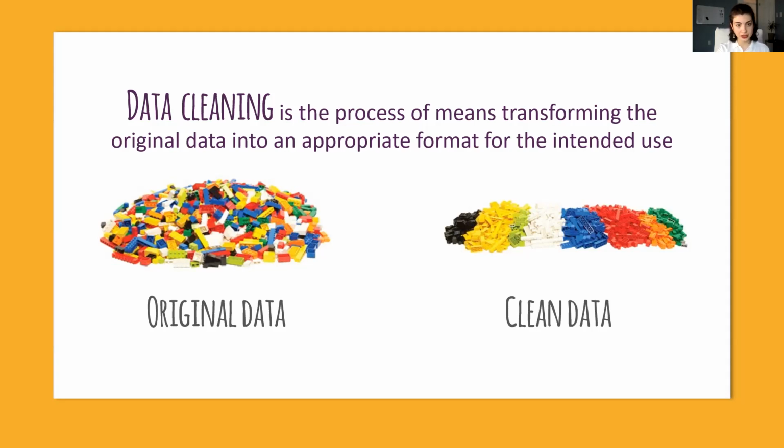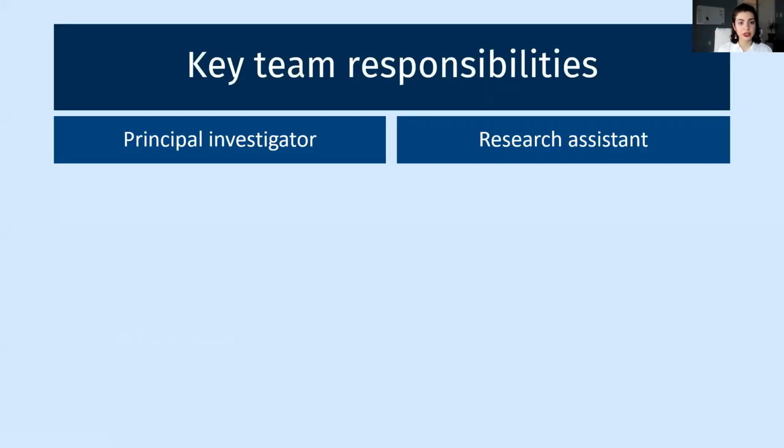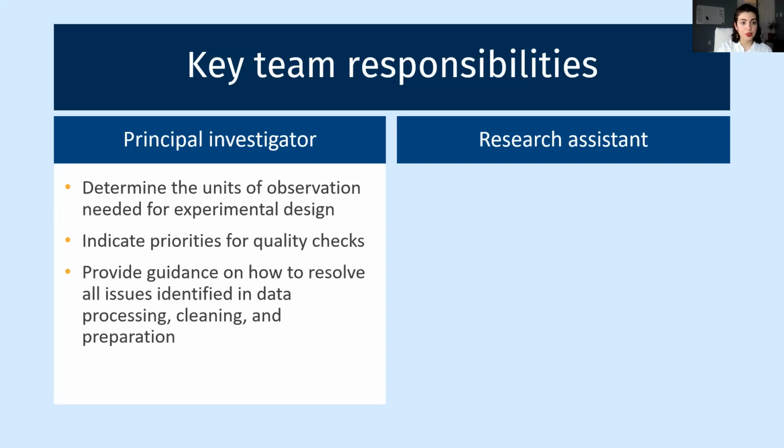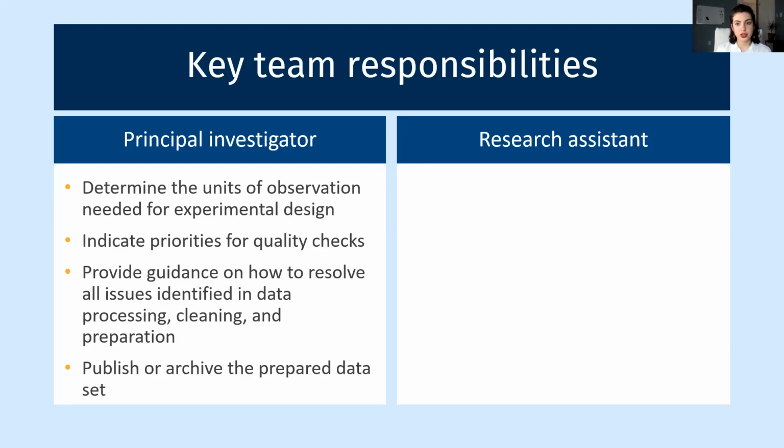Creating analysis indicators from this data is the first step of data analysis and will be described in Chapter 6. When it comes to dividing responsibilities inside the research team, the principal investigator will provide key research input. This includes determining the unit of observations, indicating priorities for data quality check, providing guidance on how to resolve issues found in the data, and publishing or archiving the prepared dataset. The research assistant, on the other hand, will develop code, data, and documentation linking the datasets with the data map and study design.